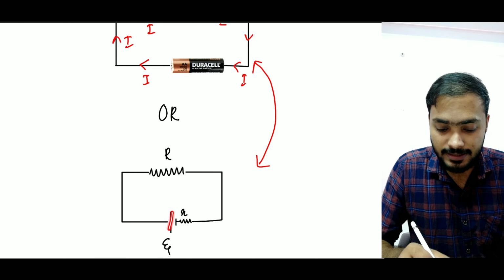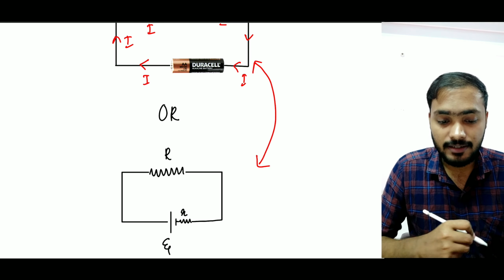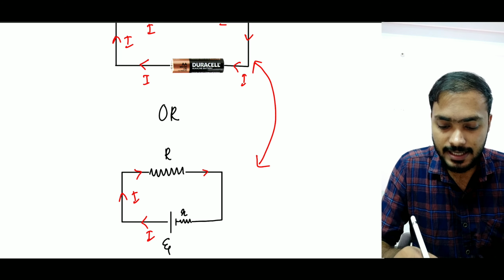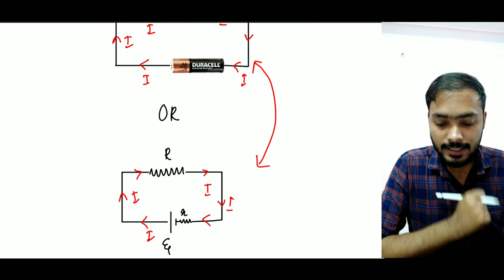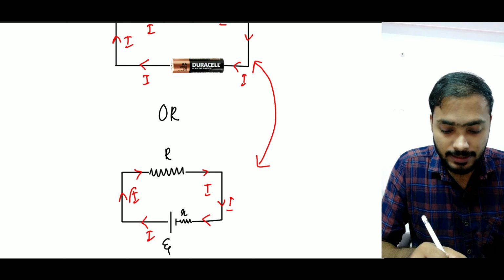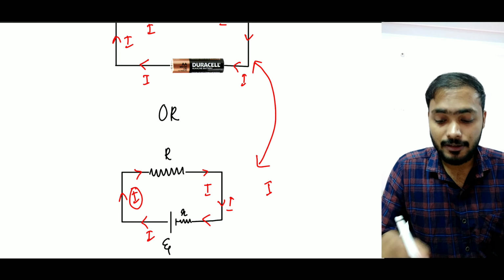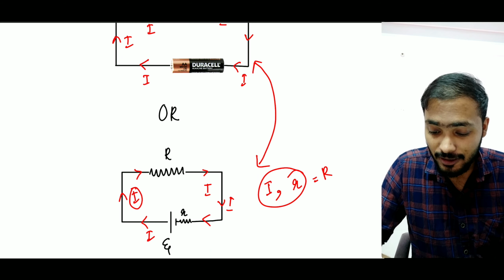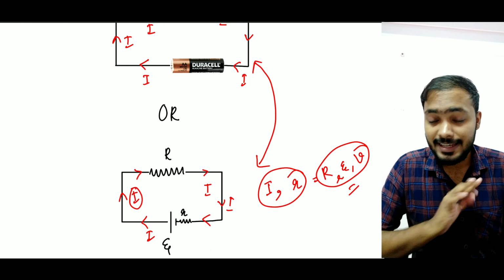Now this cell has an EMF E, has an internal resistance r, and obviously the current will flow like that. Is that a yes or no? I hope you guys can understand this. Okay, now in this particular video we will try to find out the value of current, that is the value of I in the circuit, and also the value of internal resistance in terms of your external resistor, EMF and terminal voltage.